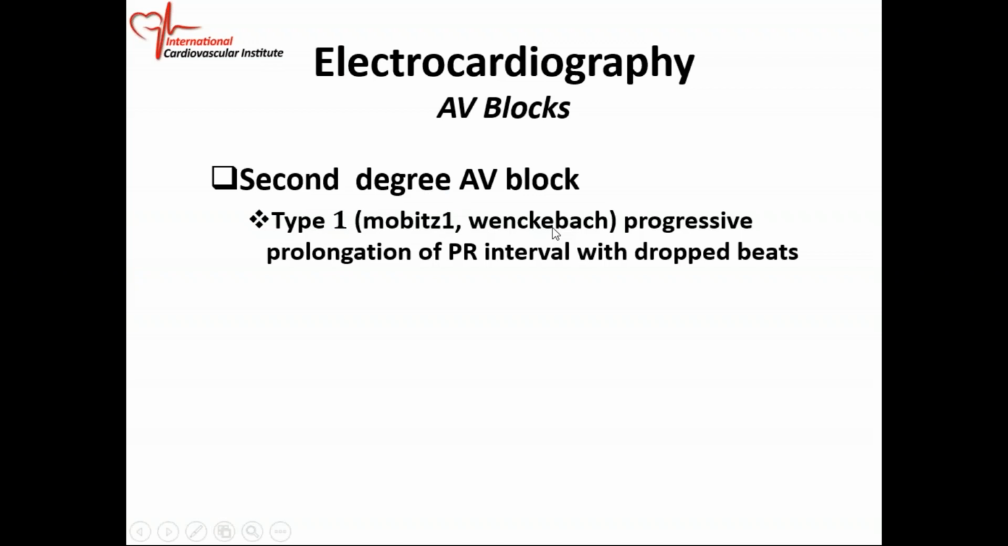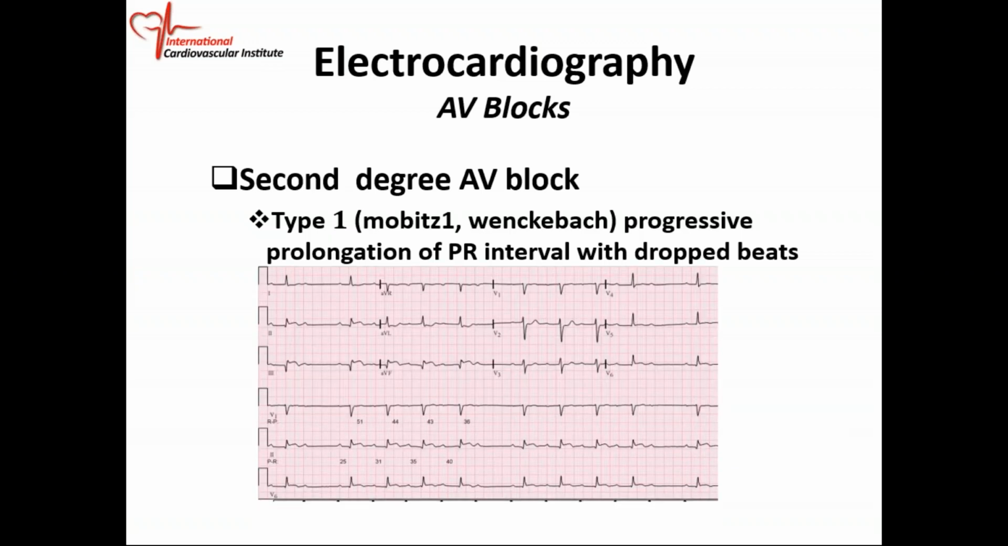When you look at second degree AV block type 1, the PR interval progressively prolongs, and then you have no beat at all. So the PR interval gets progressively longer and longer, and then you have no beats. Let's look at the rhythm strip. You always look at the rhythm strips. Lead 2 is a good rhythm strip to look at. This is a very common cause of group beating. So all right, let's analyze this.